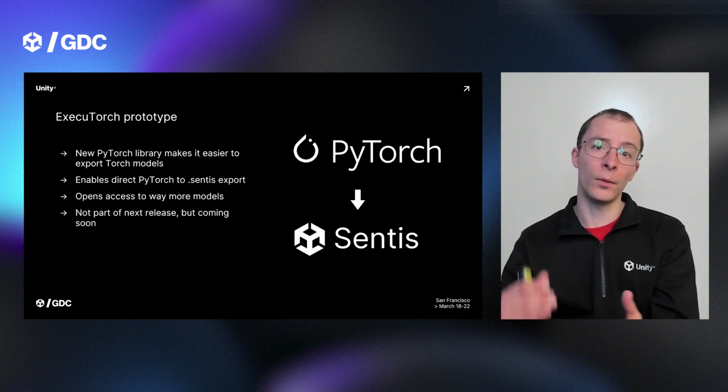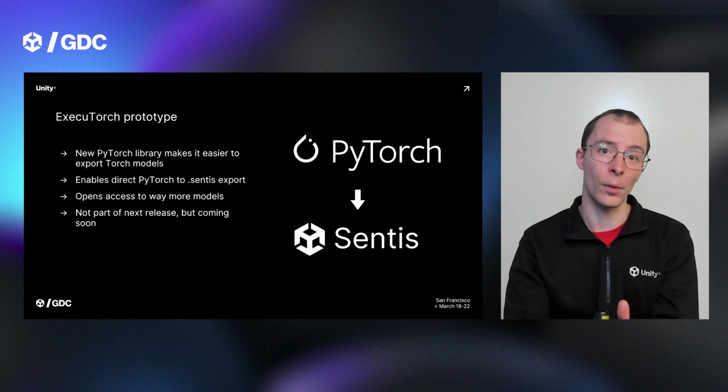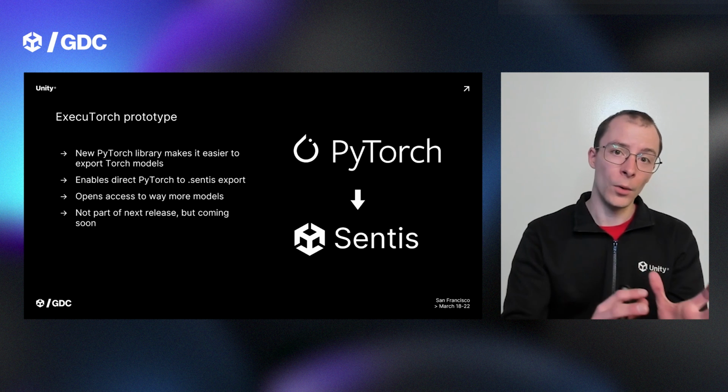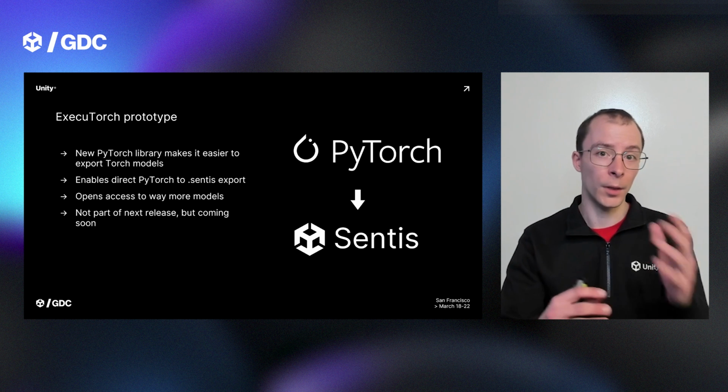As Bill mentioned, we're looking into ways to make it easier for you to find a model and bring it into Unity. So right now, we know there's a little bit of friction because you need to go from PyTorch to ONNX and then import that into the Unity editor. But wouldn't it be nice if you would be able to export directly from PyTorch to something that is Unity compatible? So that's what we're trying to do, and we've been trying out this new library called ExecuTorch.